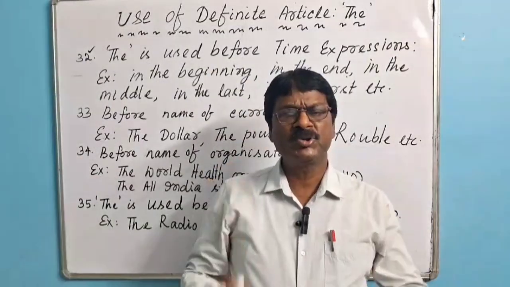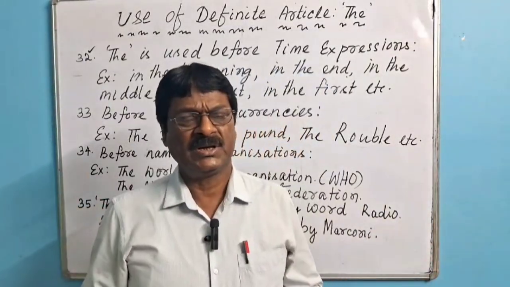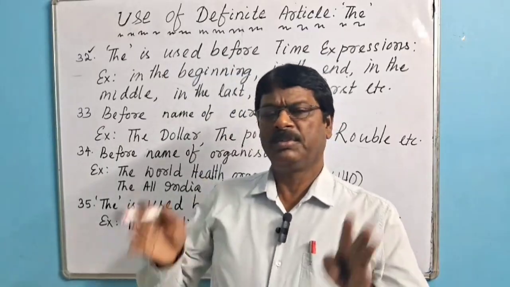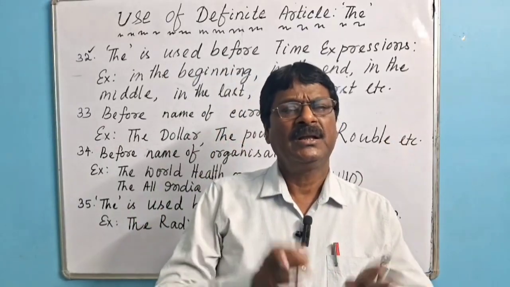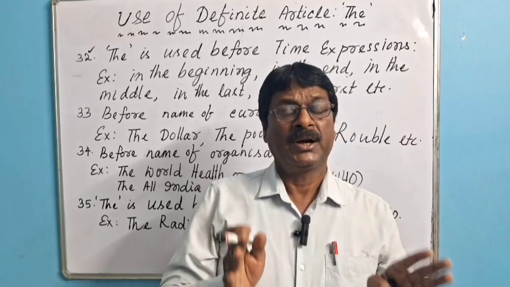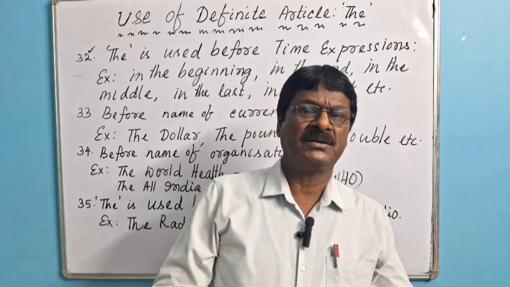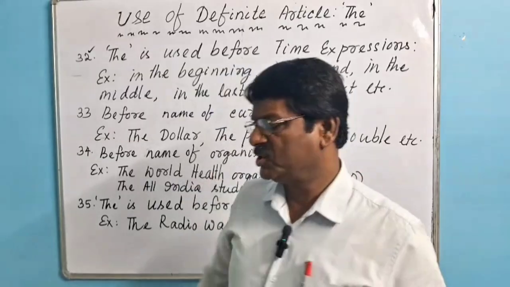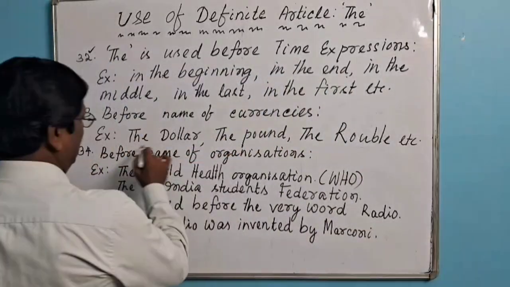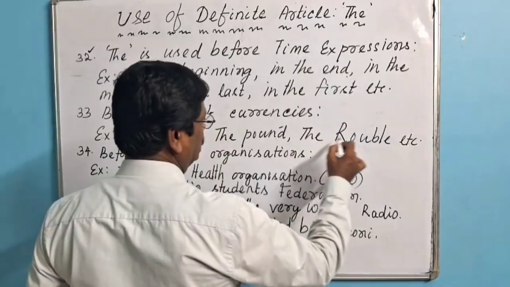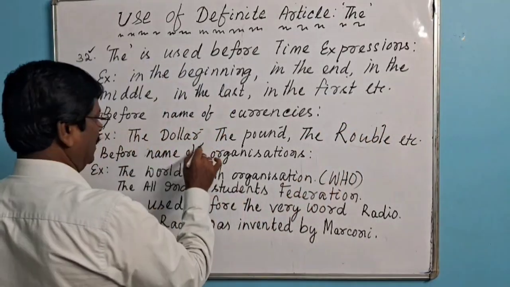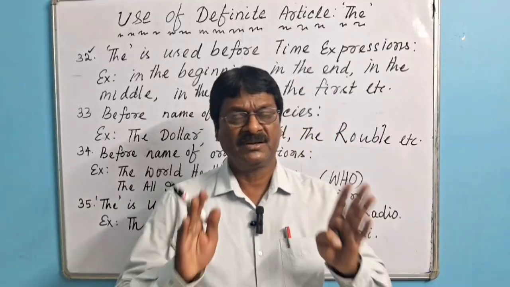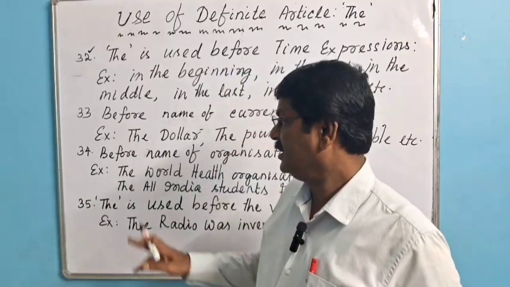Similarly, the is used before the name of currencies. Every country has its own currency. So before the name of currency, the is used. Currency is a proper noun, but before the name of proper noun currency, always the is used. For example, the dollar, the pound, the ruble, these are the name of currencies, but the is used before them.